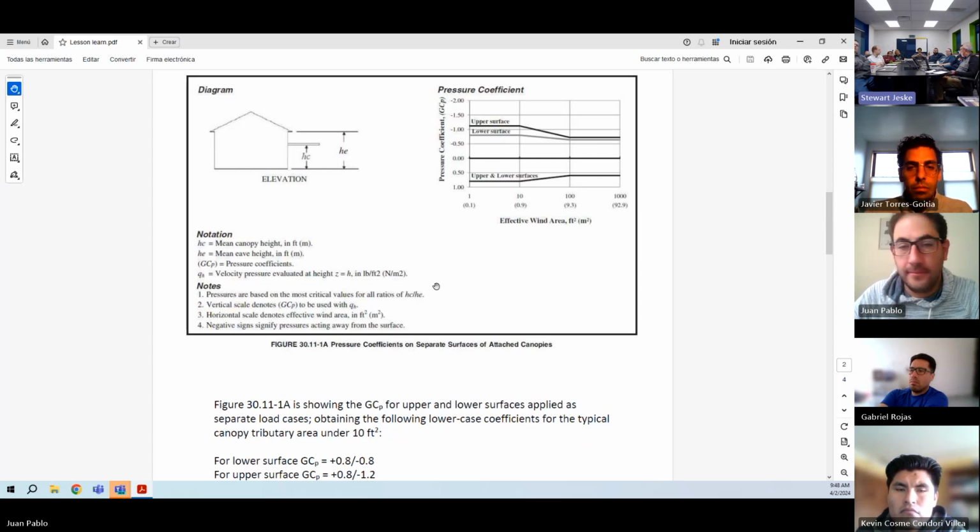I think the easiest way to understand it is that 30.11-1B is for the main wind force resisting system of the canopy. For instance, if we have a steel canopy that they're cladding in ACM, the steel would be designed for the combined load, or the combined coefficient. That would be figure B. Yes, and the ACM would be designed independently of that, because you're not going to see whichever surface it's on. Okay. A glass canopy, you would use B, because you're going to see both.